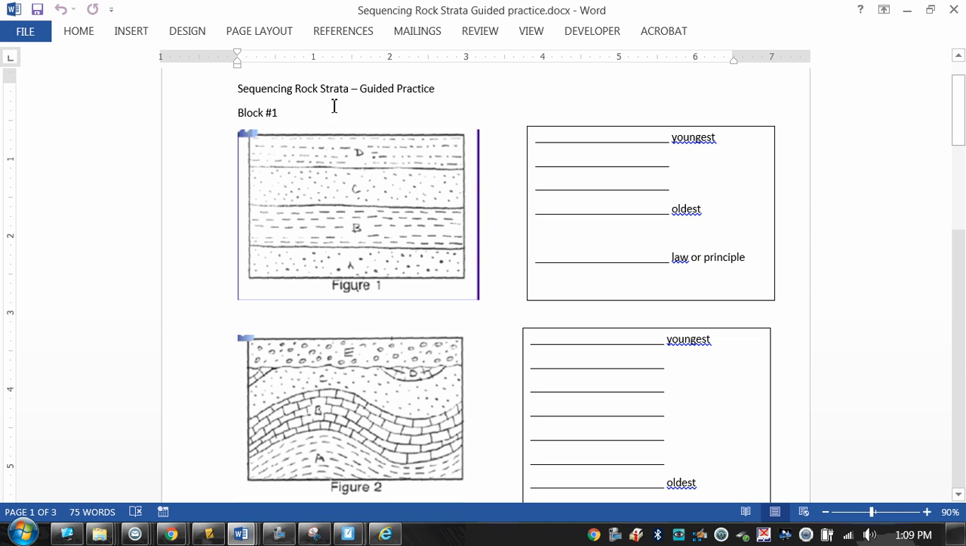So in our first block here, our block number 1, we're going to look at what's our oldest to what's our youngest, and then what law or principle tells us that. So I'm going to give you a minute. I'd like you to go through and put which you're using the letters. You can see the letters here in the center of your block. Go ahead and put in there what's the oldest, youngest, and then to the youngest, and what your law or principle was.